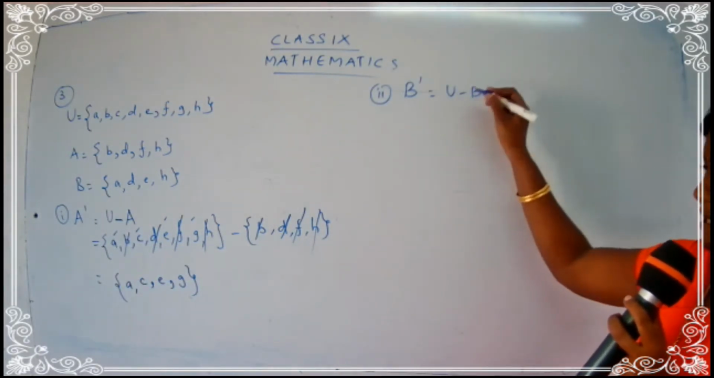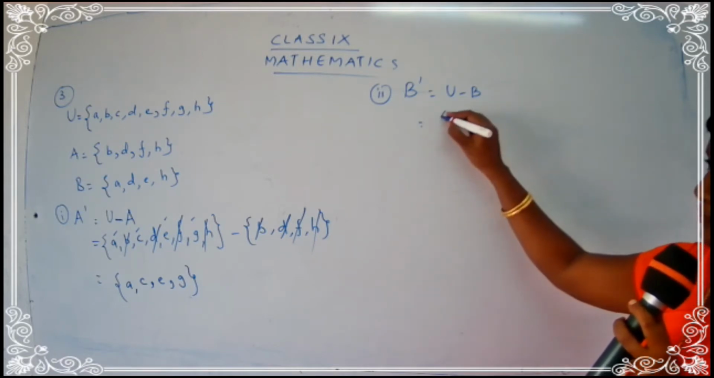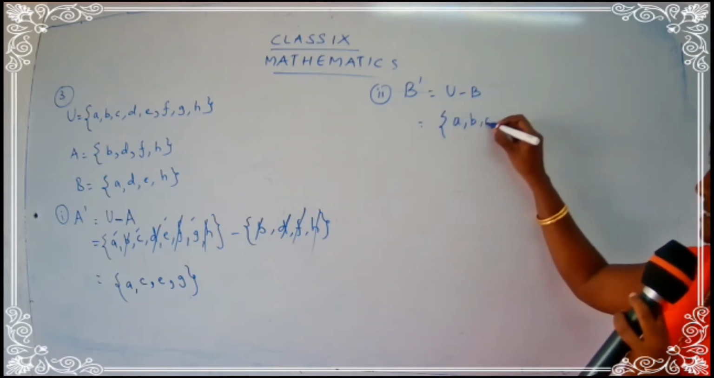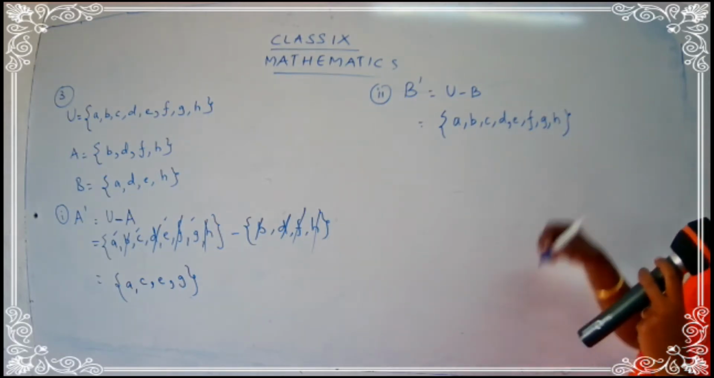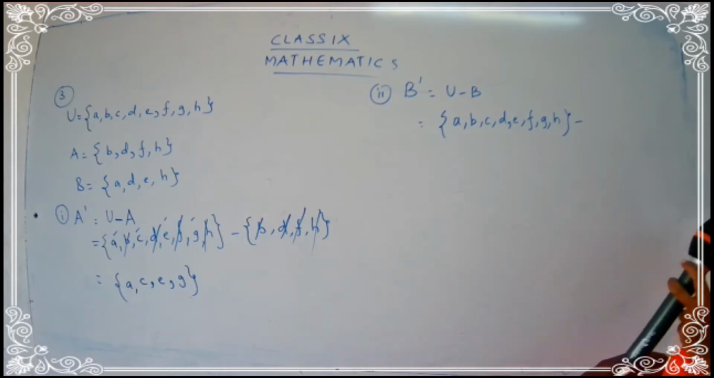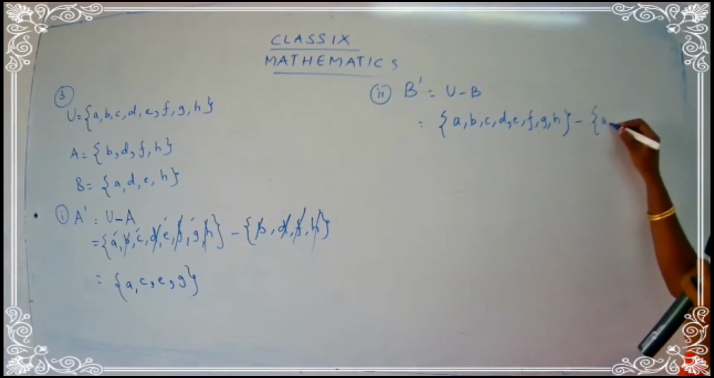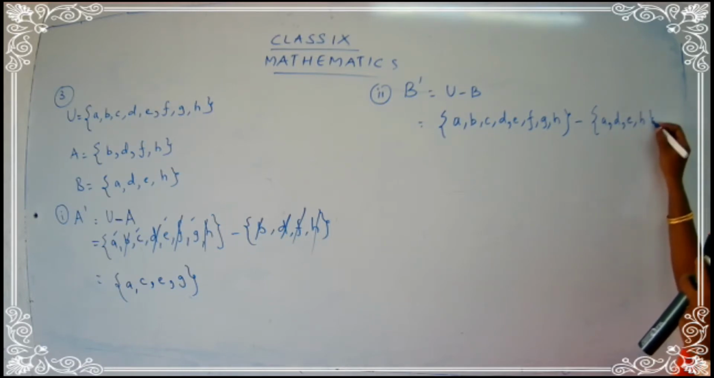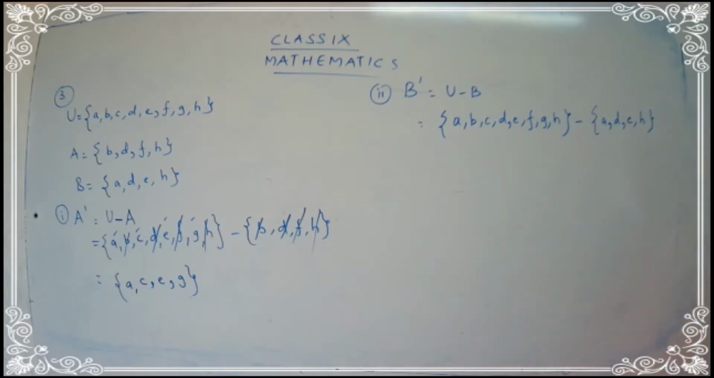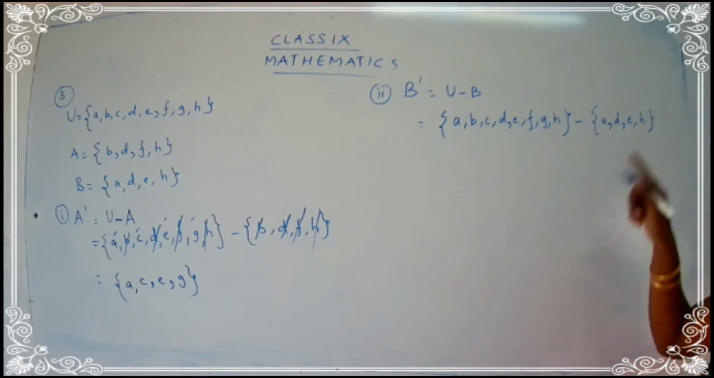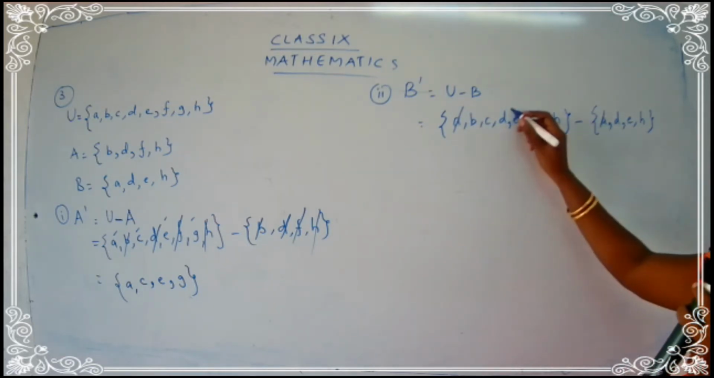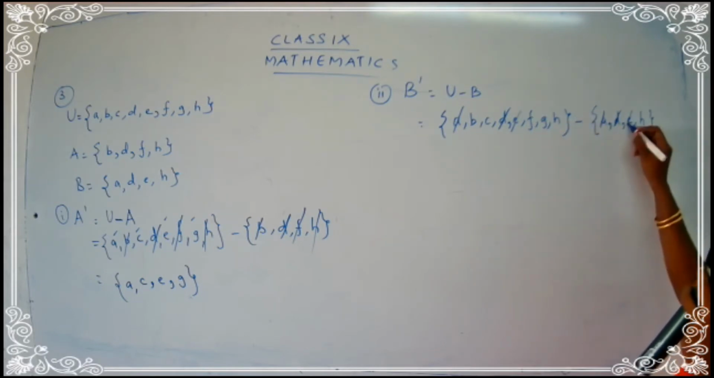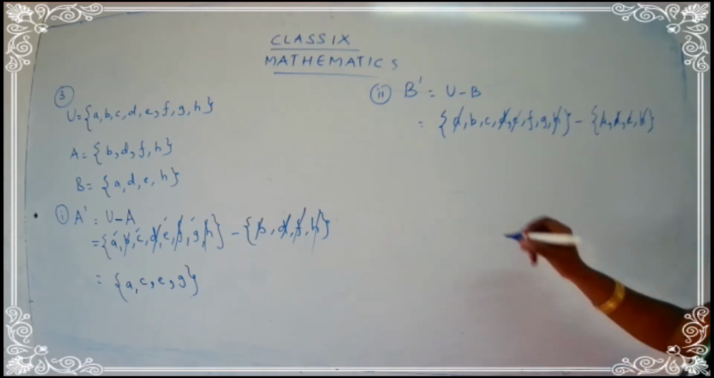U minus B. Write down the members of U: A, B, C, D, E, F, G, H. Minus, what are the members of B? A, D, E, H. So we have written both the members for U and B. Now what is your next step? You are going to cancel the like terms, or the same members: A, D, E, H. What is left now here?